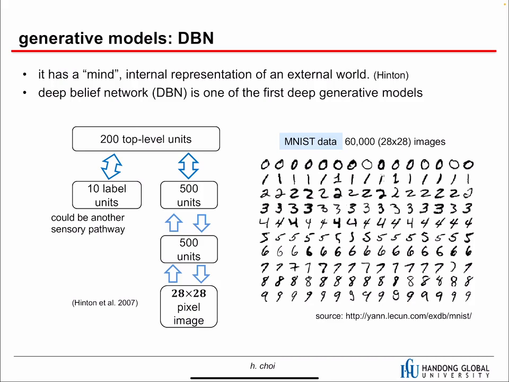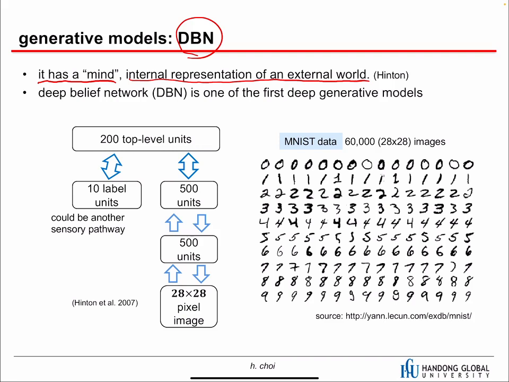And the next one is generative models. The first generation of generative model is DBN, Deep Belief Networks. They train the neural networks based on the RBM, layer by layer, and then they combine and train them. But the important thing about a generative model is that it can have a mind if it can generate some samples. The mind can be interpreted as an internal representation of the external world.